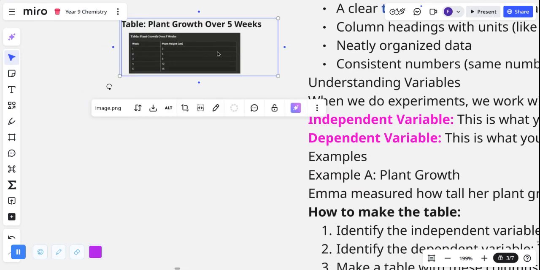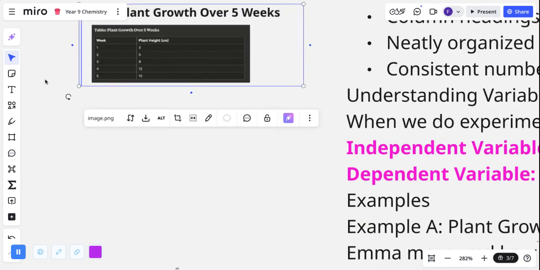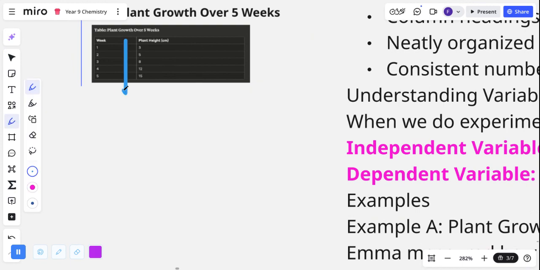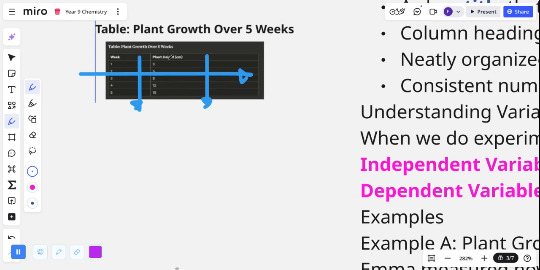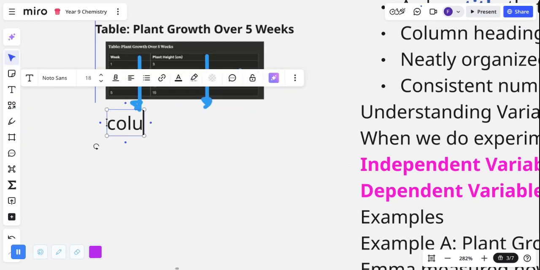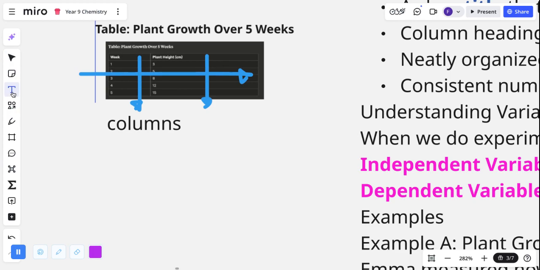All right. The second thing, these are the columns. Your columns go this way. These are columns. And these are rows. Okay? Now, let's write that in there. Columns and rows. Now, when I'm talking about columns, and let me write it, vertically we are talking about columns, and horizontally we're talking about rows.